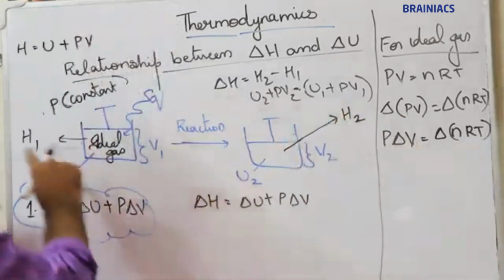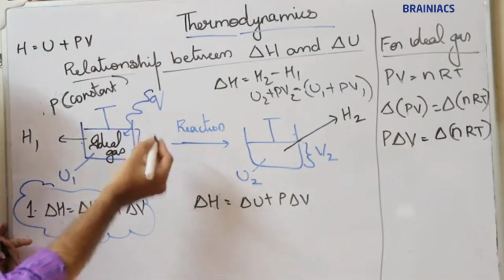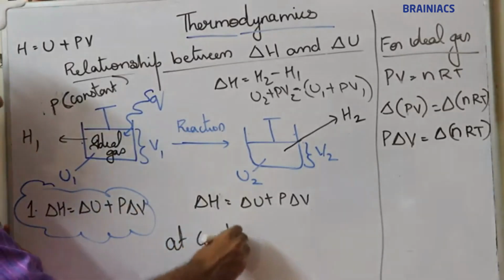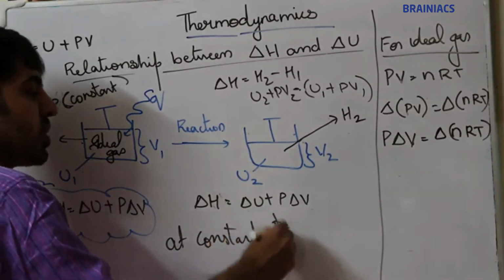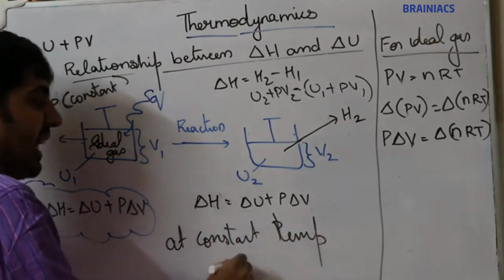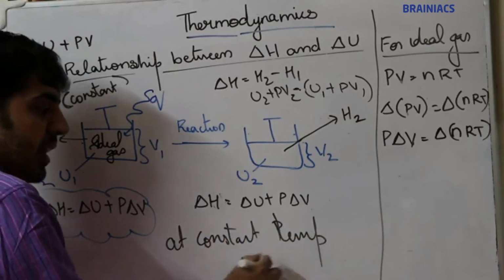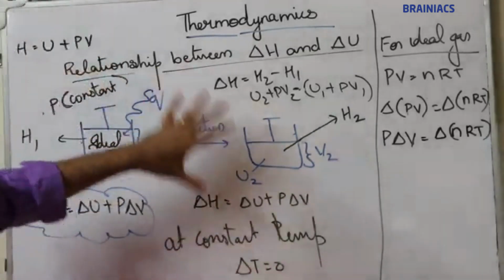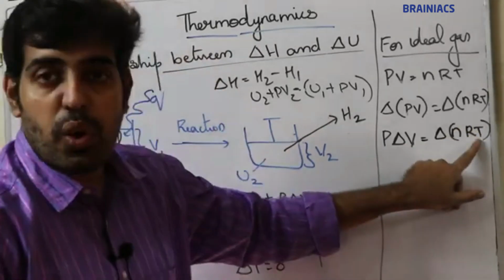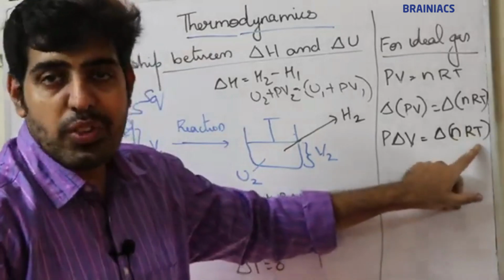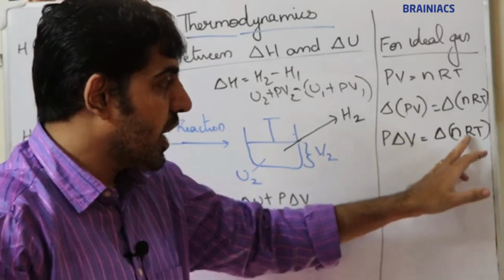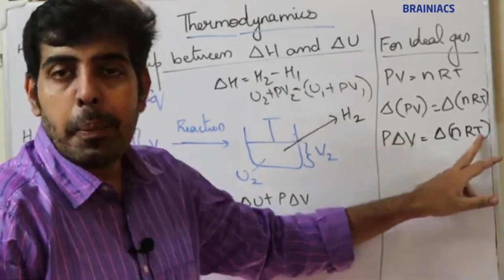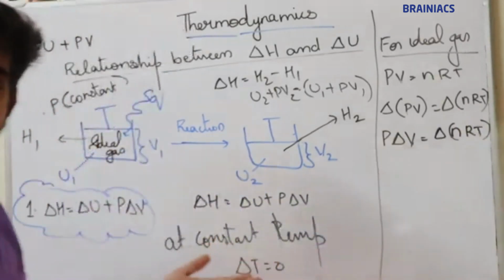Now suppose this reaction occurs at constant temperature. There is no change in temperature, delta T is equal to 0. If this process occurs at constant temperature, then T is constant. R is the universal gas constant, R is always constant, so you can take R outside delta because R is constant. And T is temperature; I am taking temperature as constant.